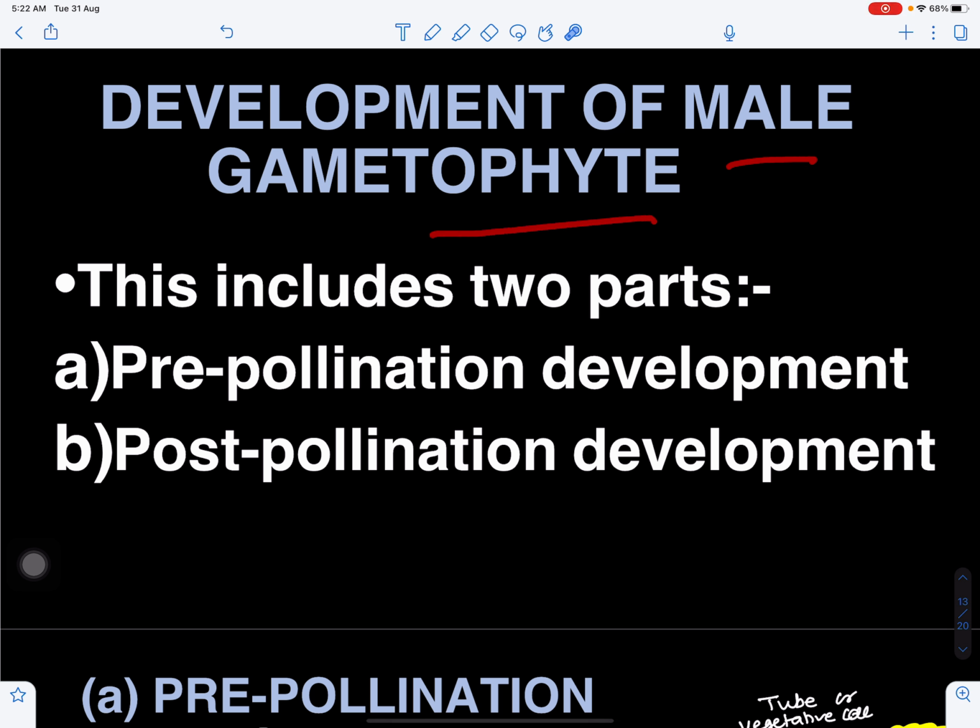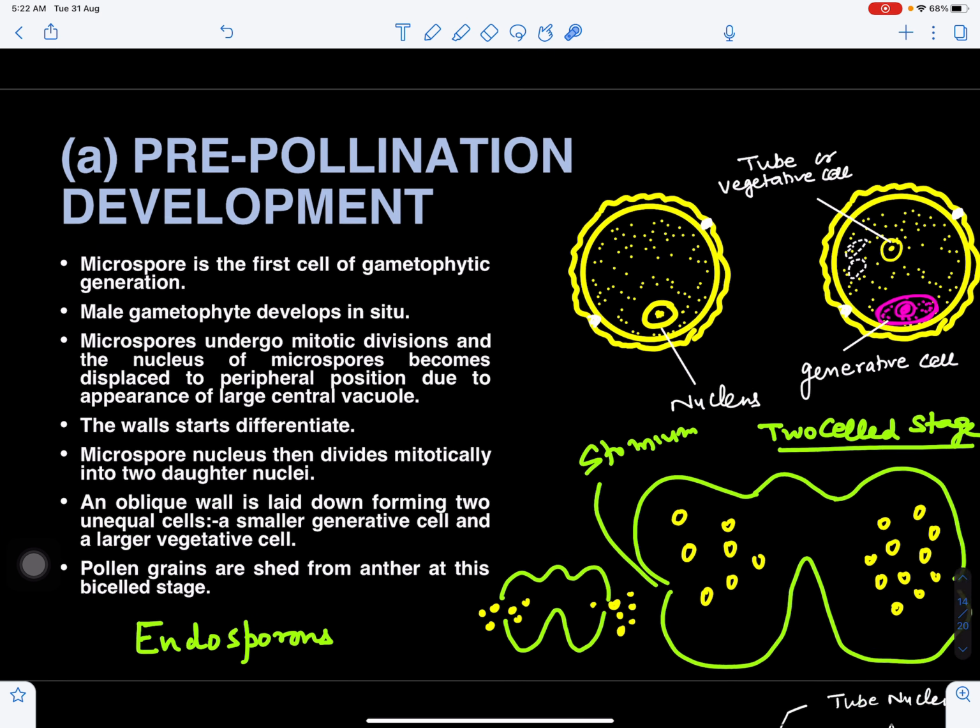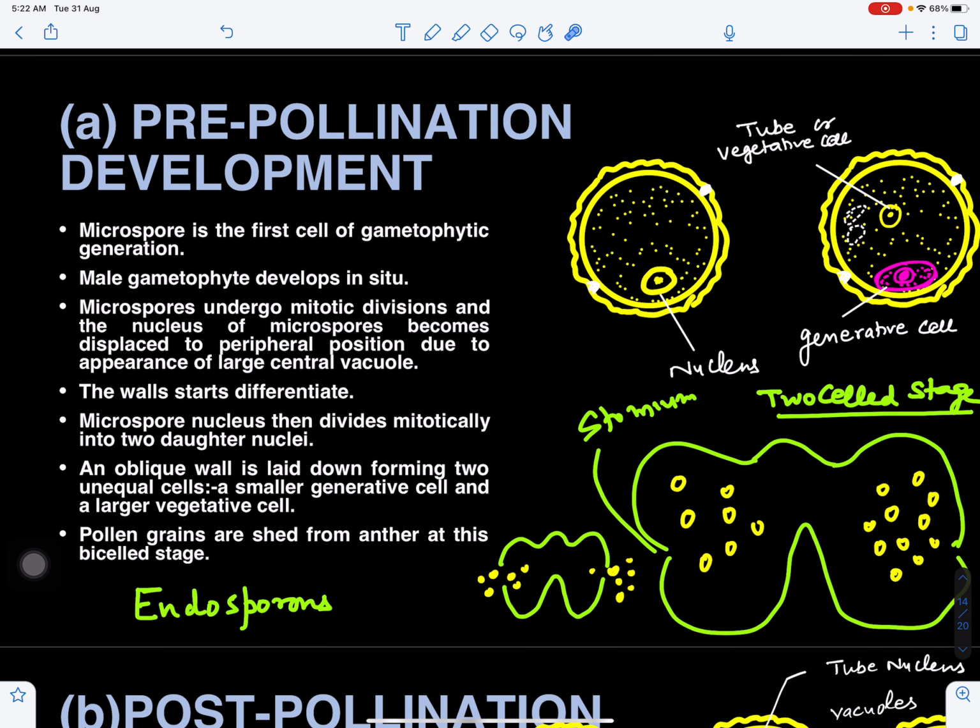Like we discussed, there is pre-pollination development before the liberation of the pollen grain, and after the liberation of the pollen grain, this is called post-pollination development. First, we'll discuss pre-pollination development, which occurs inside the anther only. We discussed that there are 4 groups of sporogenous tissue in the anther when it is dithecous, and when it is monothecous, there are 2 groups of sporogenous tissue. This sporogenous tissue will get differentiated to form microspores or pollen grains, and ultimately all the layers degenerate and we are only left with the pollen grains inside the anthers.